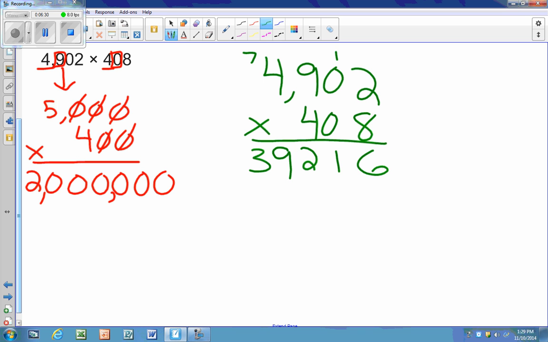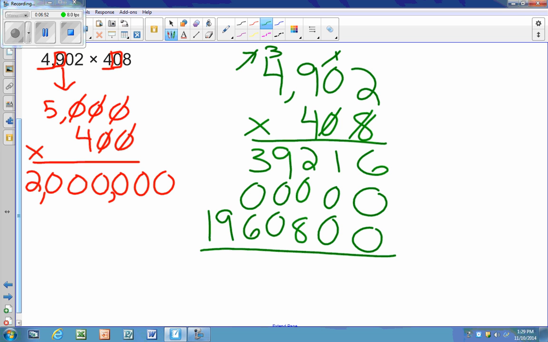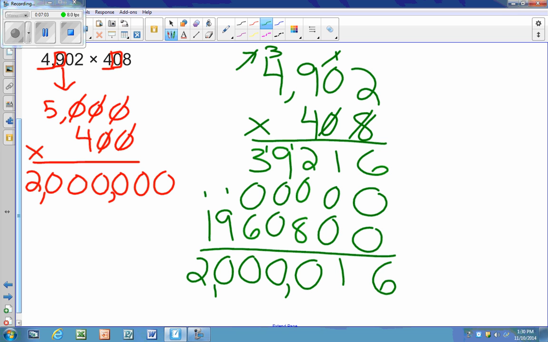Doing this a little quietly because we should be able to do our standard algorithm. So I'm going to go back and cross things out and then put my zeros. And now I'm going to add this all up. And my answer is 2,016,000, which is pretty close to 2 million. And that is how we multiply using the standard algorithm and the estimation.